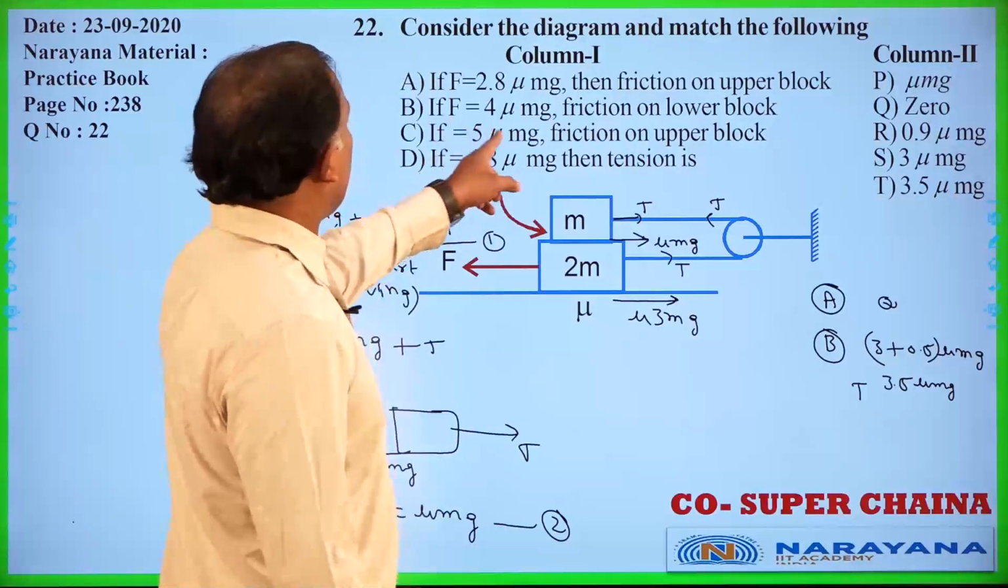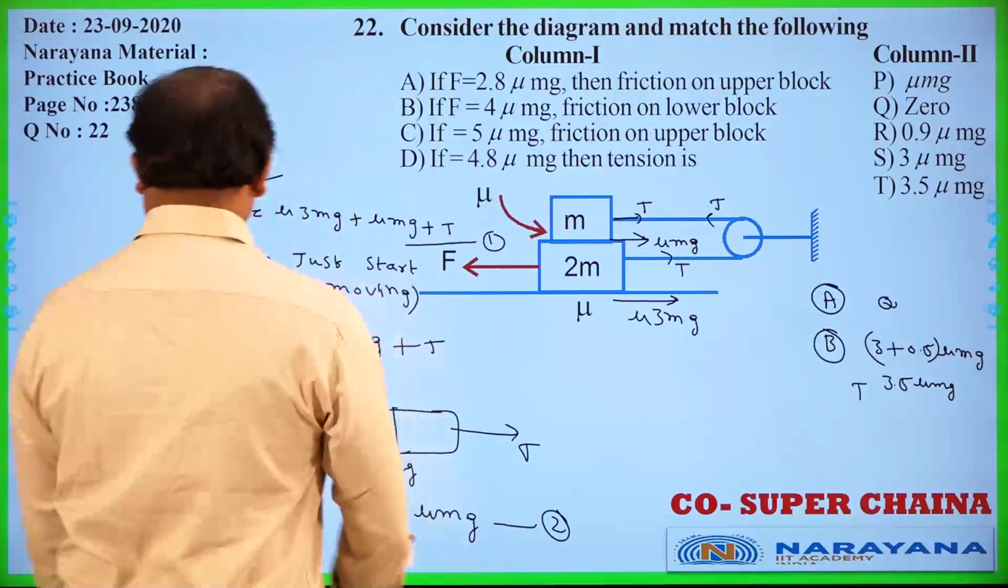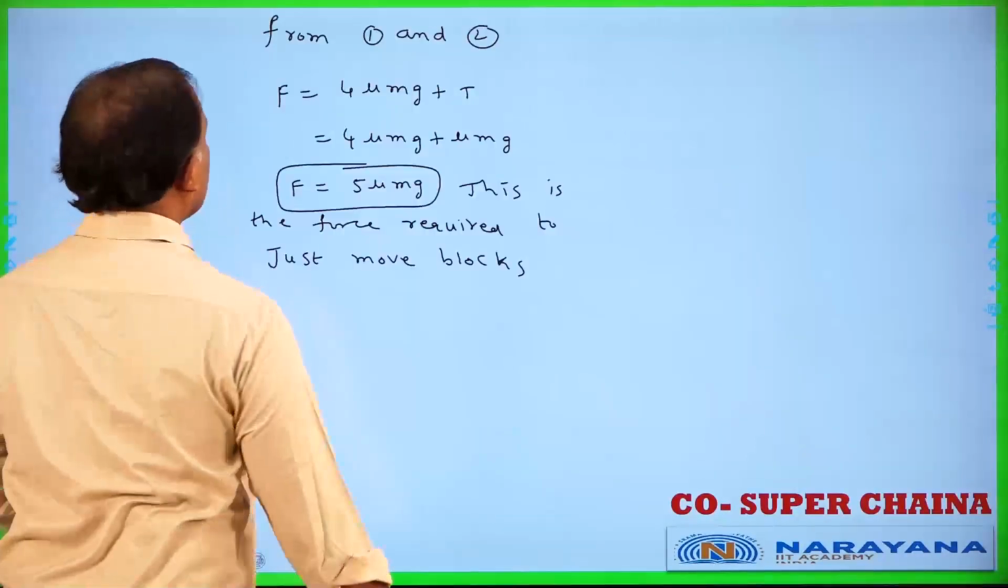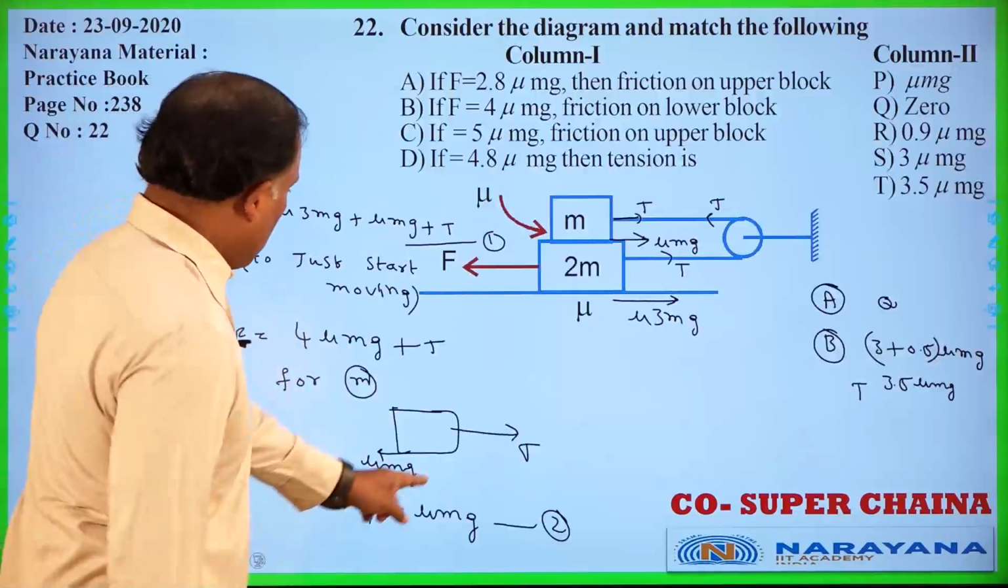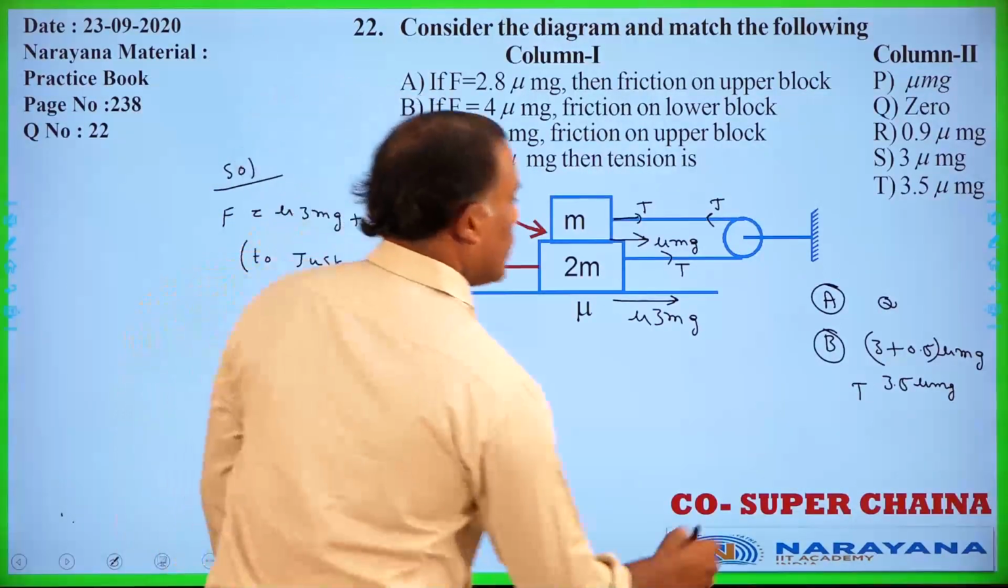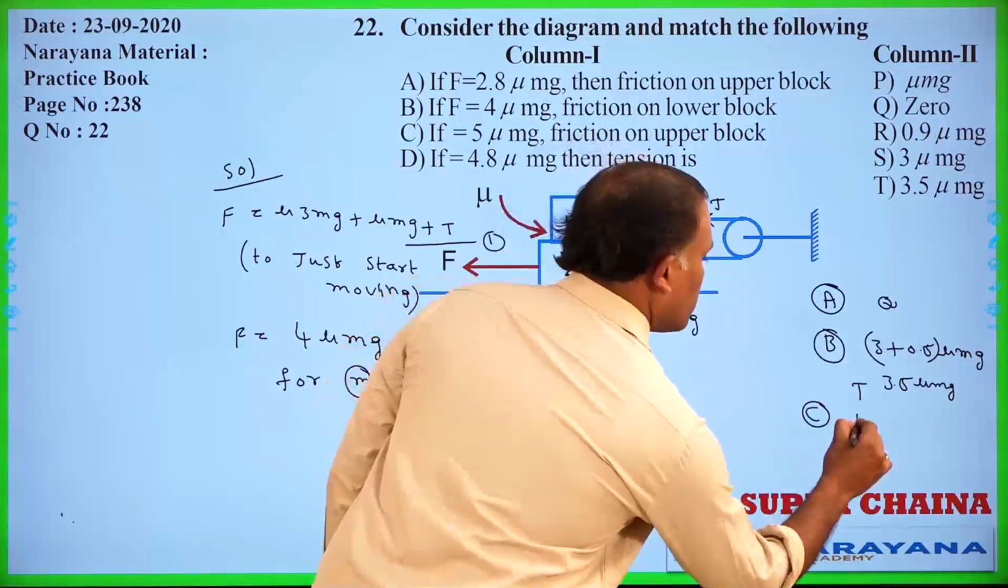And next, if I apply F is equal to 5 mu mg, the friction on the upper block is mu mg, as just calculated. Friction on the upper block is equal to mu mg. If 5 mu mg is applied, for C, it is P.